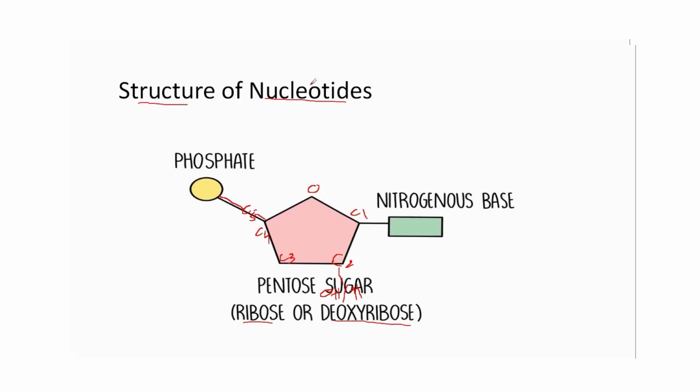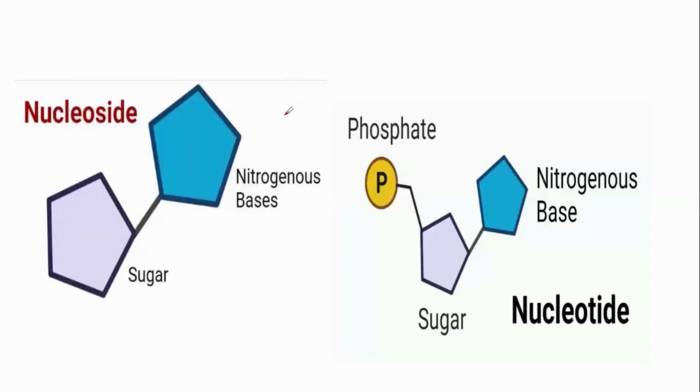Hopefully it's pretty much clear. Okay, so we just have a look at the structure of a nucleotide. And what does it look like? We're going to have a sugar, either a ribose or a deoxyribose. This is C1, which is going to be attached to a nitrogenous base.